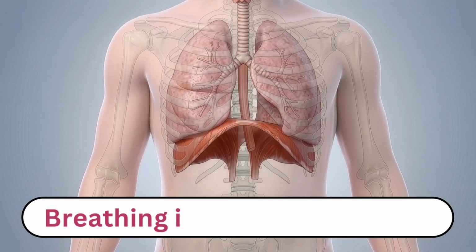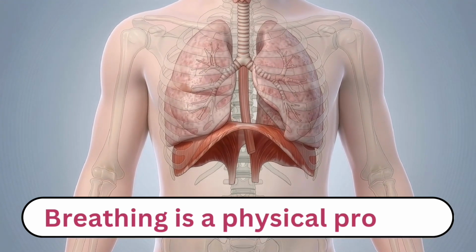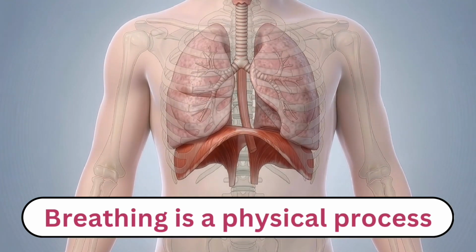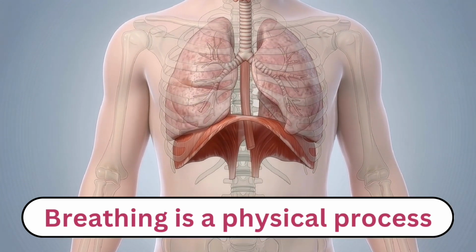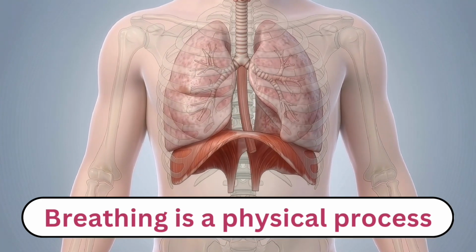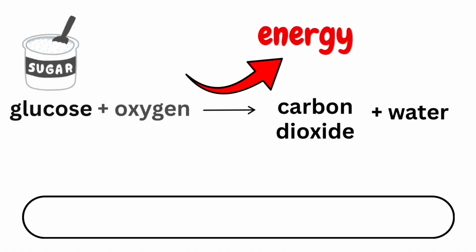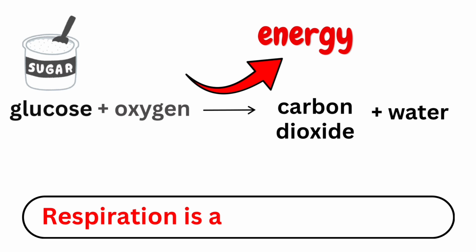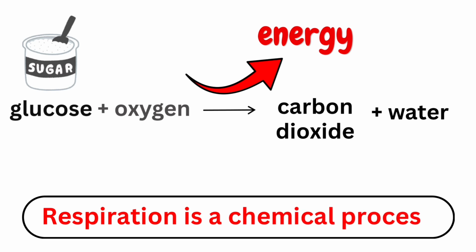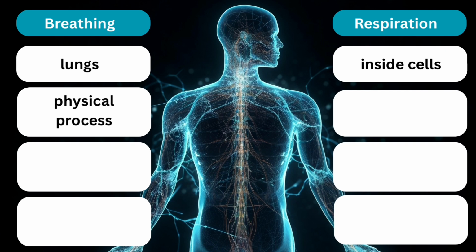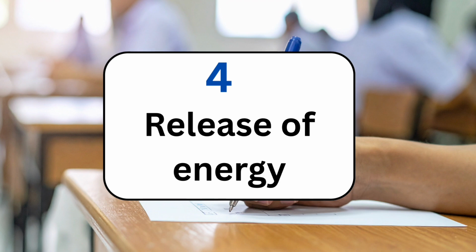Breathing is a physical process. When the diaphragm and intercostal muscles contract, the space for the lungs increases and they expand, so air moves in because there's less pressure. Unlike the physical process of breathing, respiration is a chemical process because it's a chemical reaction. So to summarise, breathing is a physical process, but respiration is a chemical process. Let's move on to think about energy.